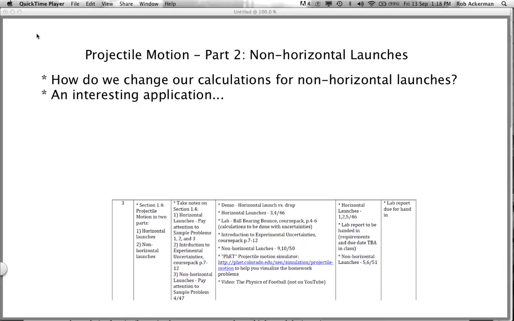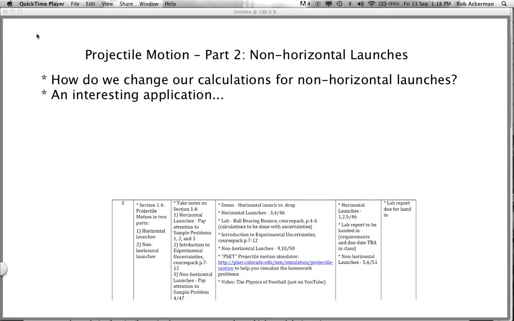Thanks for watching. The topic of this video, as you can see, is projectile motion part 2. So this is the continuation of the video that maybe you just watched. Previously in part 1 we dealt with projectile motion where the launch of the projectile was horizontal. So think a ball rolling off the edge of a table, or a gun being fired which is being held out straight in front of you, horizontal to the ground.